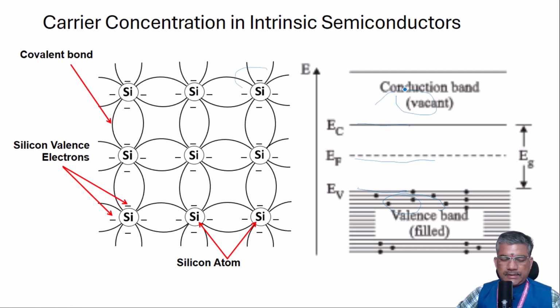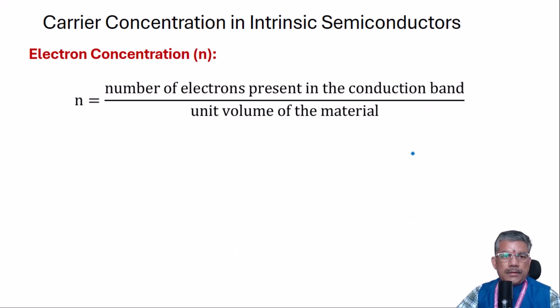So, in an intrinsic semiconductor, the Fermi energy level lies approximately in the middle of the band gap. Here Eg is the band gap. This shows that the number of electrons and holes are equal. That means electron concentration equals hole concentration, and this is the key point we should remember.